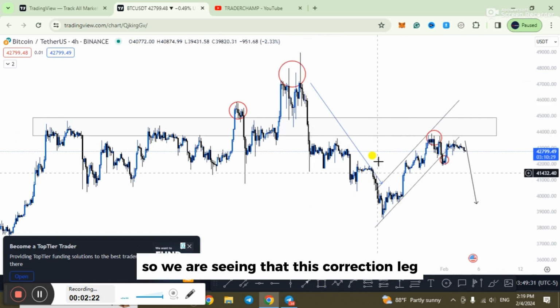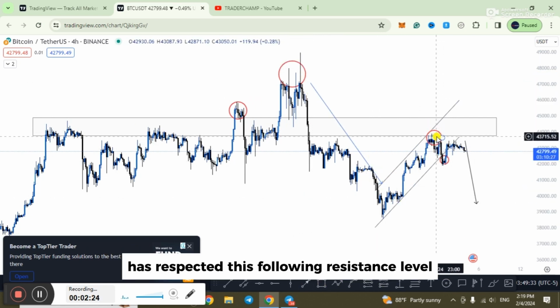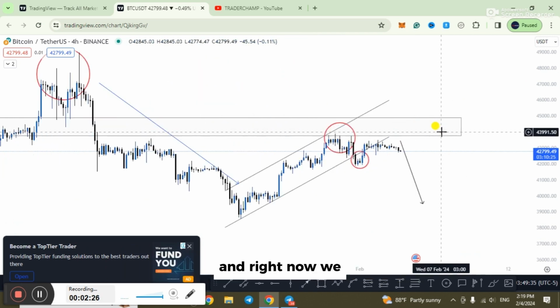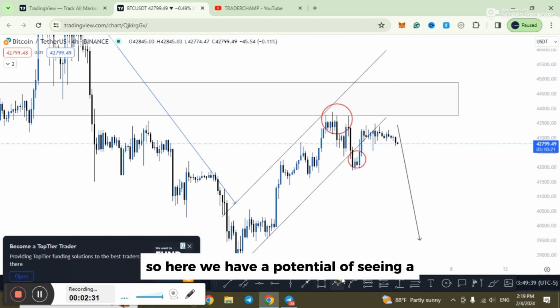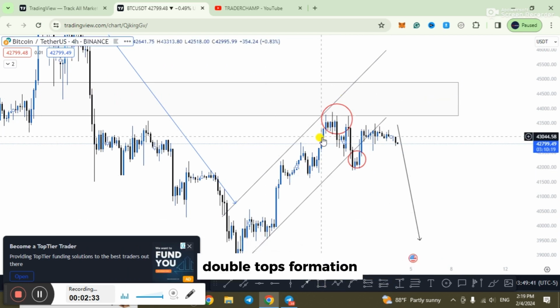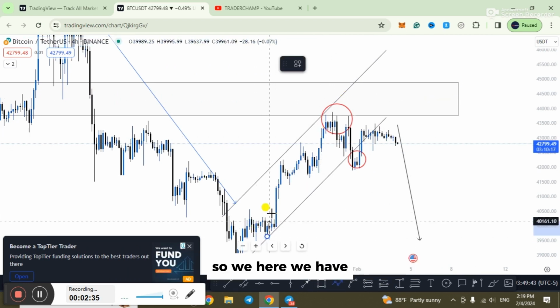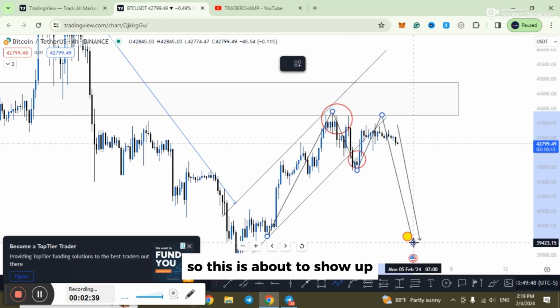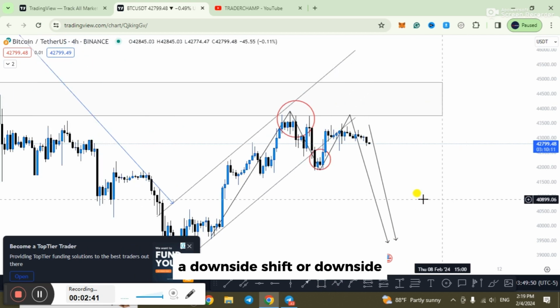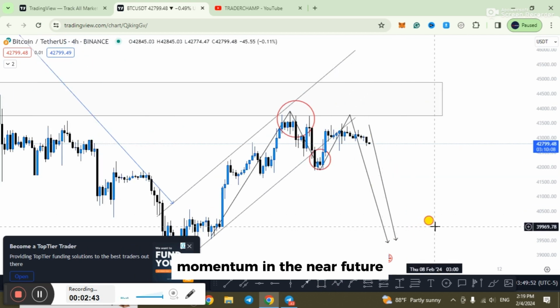We are seeing that this correction leg has respected this resistance level, and right now we are seeing a reversal once again to the downside. Here we have a potential of seeing a double tops formation. It is a nice formation of a double tops, which is about to show a downside shift or downside momentum in the near future.